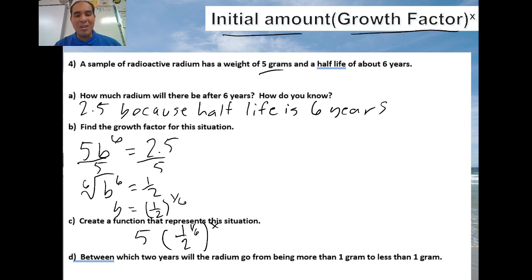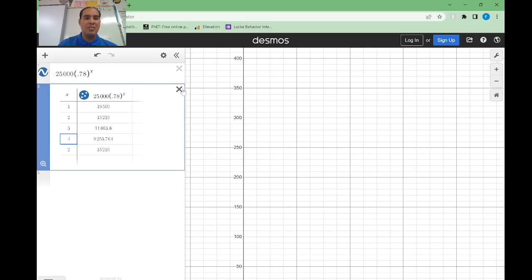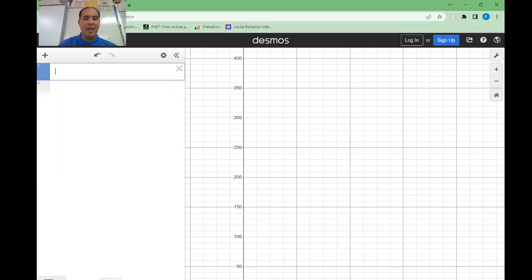So between which 2 years will the radium go from being more than 1 gram to less than 1 gram? So let's figure out what 1/2 to the power of 1/6 is in this case, so that we can use that number to help us out. So 1/2 to the power of 1/6 is 0.89. So we're going to use that number to be our growth factor, 0.89. So going back, we start out with 5 times 0.89 to the power of x.